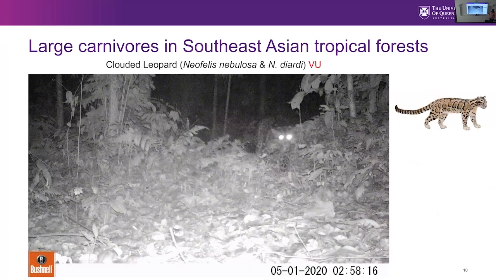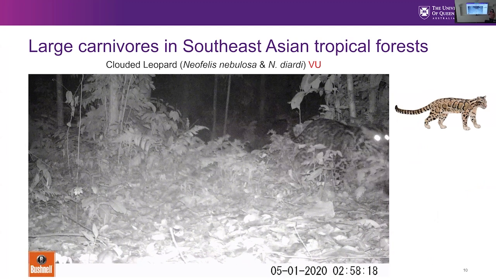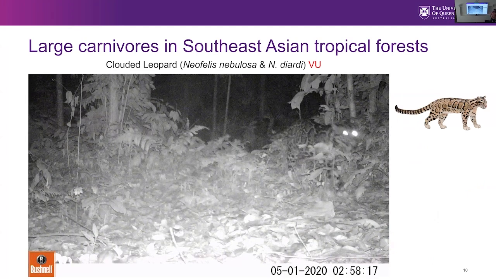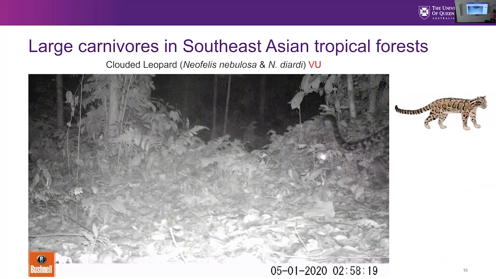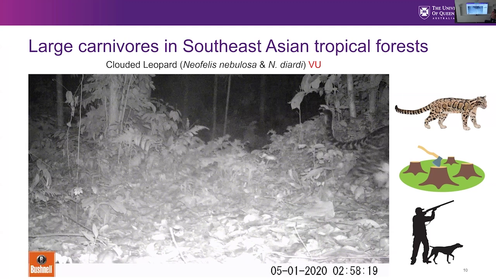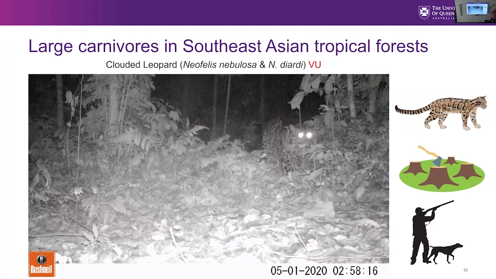Next up, we have clouded leopards, which are technically two species, but throughout these research projects, I've analyzed them as one due to their complete allopatry and shared ecological niches. These have the widest distribution of all the large carnivores in Southeast Asia and are listed as vulnerable, with key threats, again, being habitat destruction and poaching.